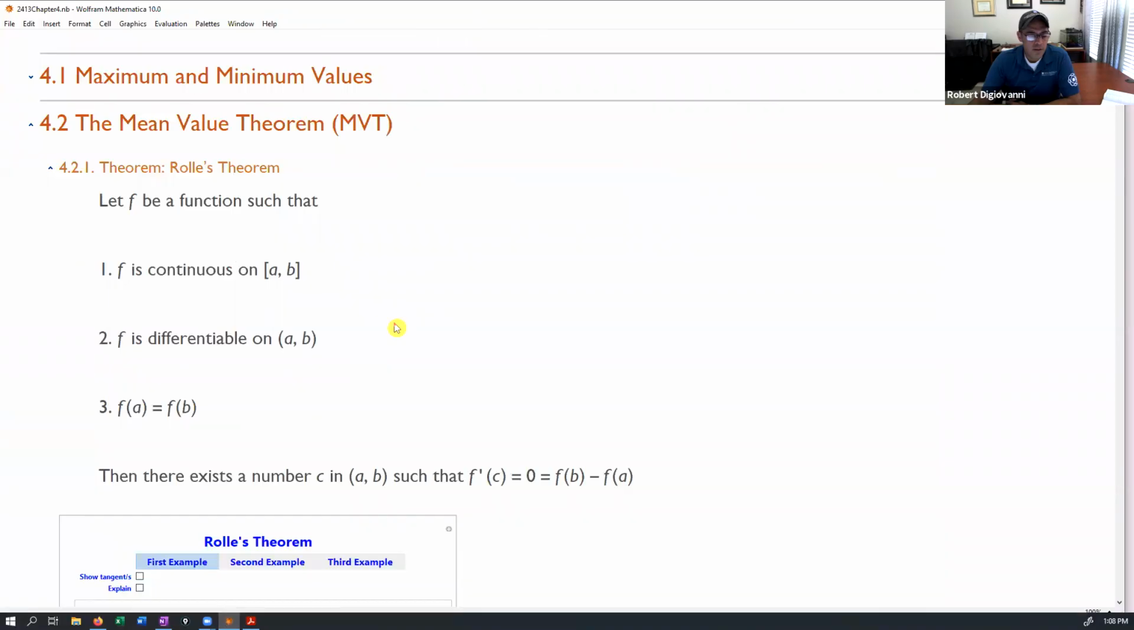So this section 4.2 is about this thing called the mean value theorem, and we abbreviate it MVT. So mean here doesn't mean like you're a mean person, like you're not nice to people. This mean means average. When you talk about the mean of something, you're talking about its average. So you could look at this as being the average value function.